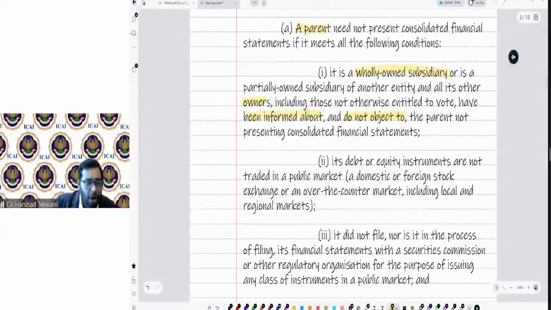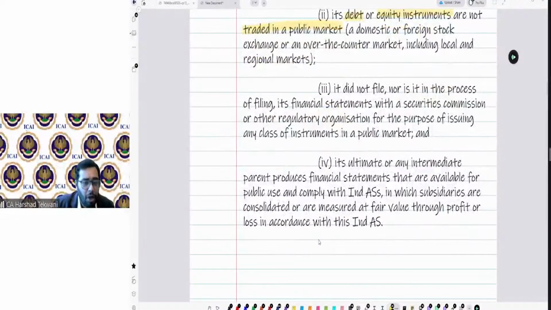Number two, its debt or equity are not traded in the public market, domestic or foreign. Third, it did not file, nor is it in the process of filing, its financial statement with the Securities Commission or other regulatory organization. Means not in the process of listing, basically. Fourth, its ultimate or any intermediary parent produces financial statements that are available for public use, comply with the Ind AS, in which subsidiaries are consolidated and measured at fair value. So 4 conditions are there.